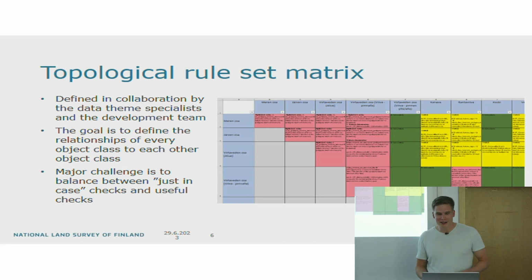And the yellow ones then are the ones we check from one side only. For example, canal and sea parts, so canal has to be on top of sea part, lake part, or waterways. So it has to be on top of those, but sea parts don't have to be on top of canals. So it works in this way. Then the major challenge there is to balance between just-in-case checks and useful checks.